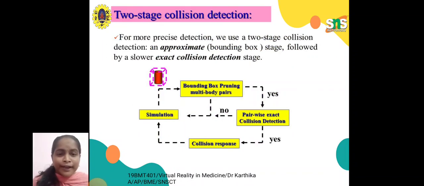Also we have a two-stage collision detection: an approximate bounding box stage followed by a slower exact collision detection stage. For more precise detection, we have two-stage collision detection. See this one. In this we have bounding box pruning, multibody pairs and simulation. Here pairwise exact collision detection is analyzed. If it is yes, the collision response, and we have to simulate the bounding box. If it is no, there is no collision. If yes, some collision is detected.